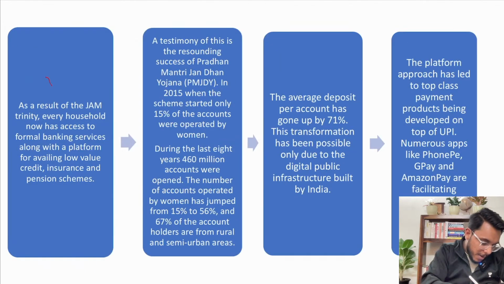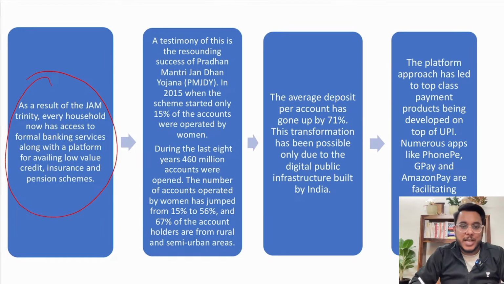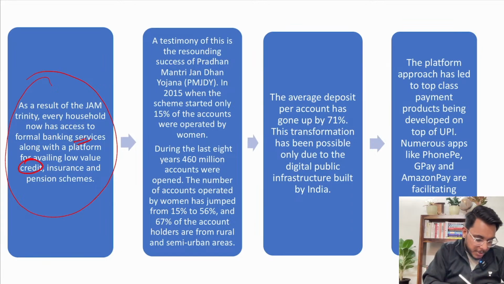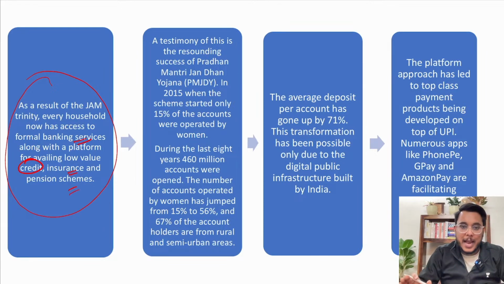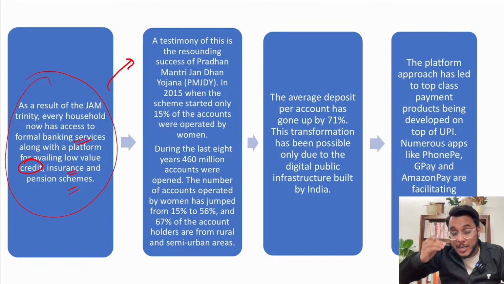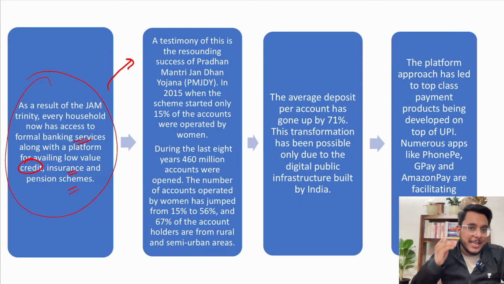Okay. Now, as a result of Jandhan Aadhaar Mobile, the JAM Trinity, today every household has access to the formal banking system. They have the credit option. They can avail credit because in the Jandhan, their bank accounts have been opened. Insurance and pension scheme availability, they are having. Now, at the same time, because of the government's active intervention, financial inclusion in India has increased a lot. On financial inclusion, some data have been given, and these data are very important. Please use them in the exam.